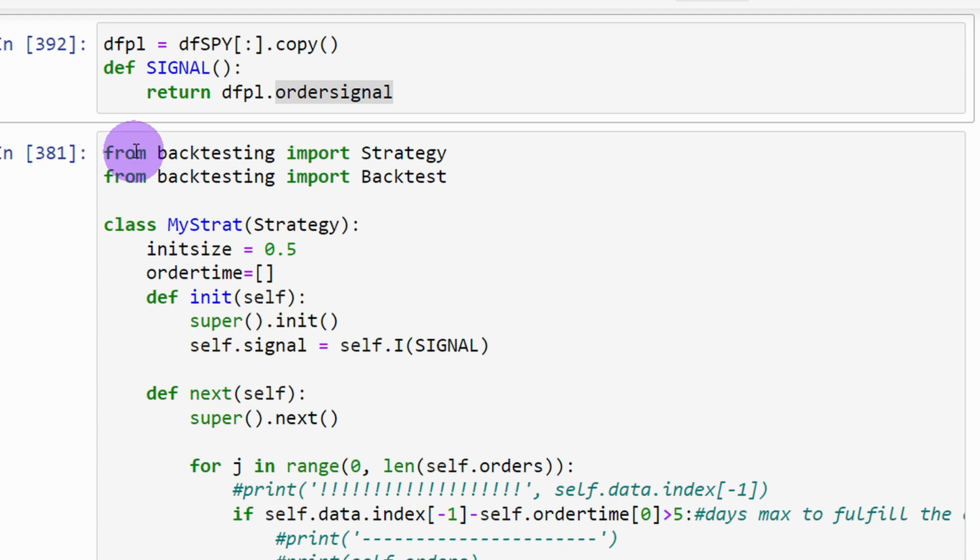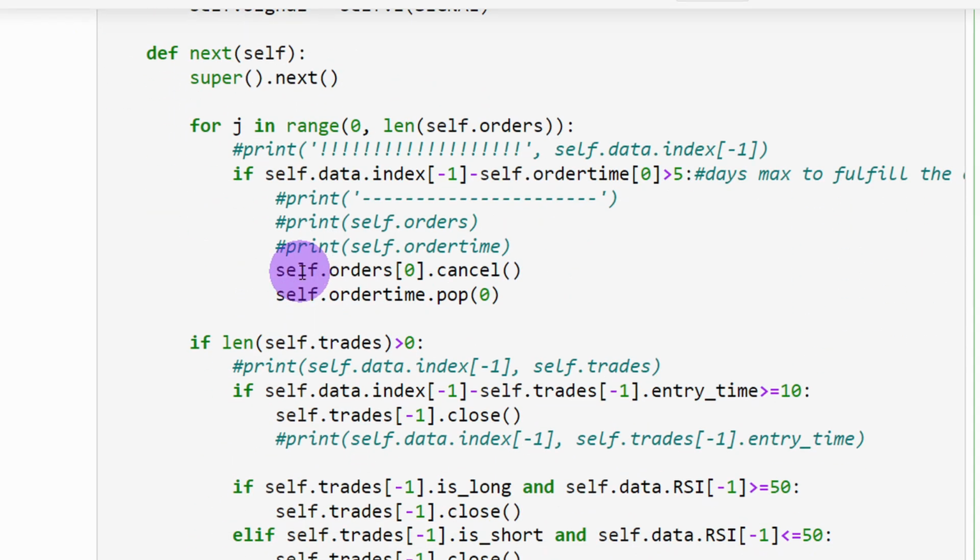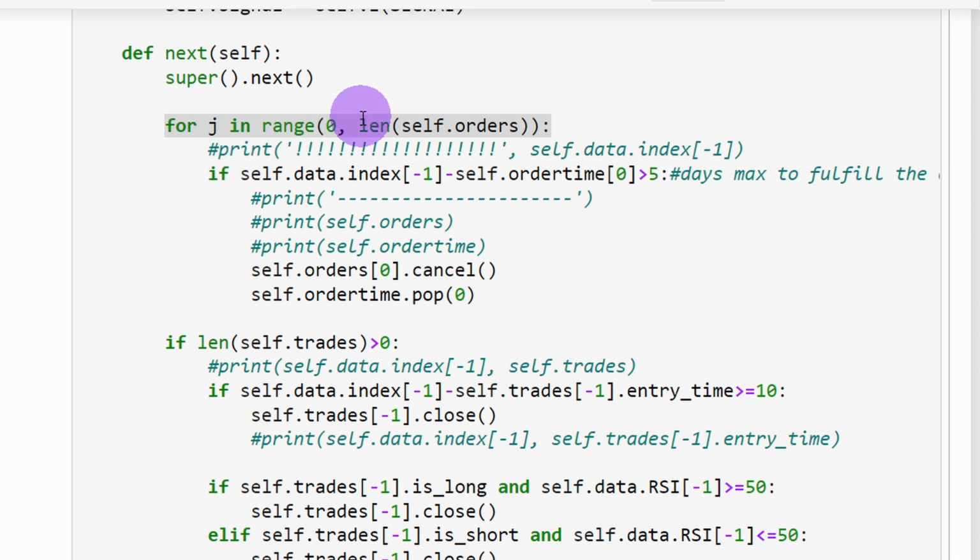So now we will use a signal function just to pass our order signal values into our strategy, and I'm using the backtesting.py package. Also for this video, I'm not going to go through the details of how this package works. It's out of the scope of this video. We're just testing the strategy here. But what's important is this part. This is where we are testing if the order has been put on the market for more than, let's say, a certain number of days.